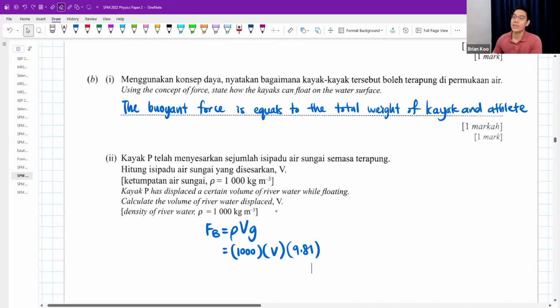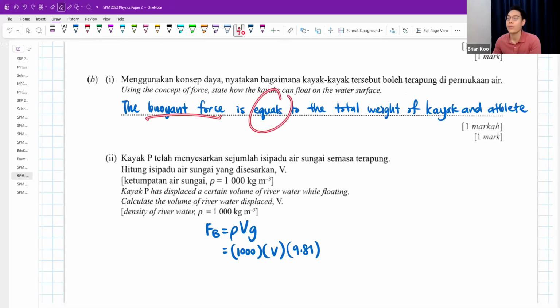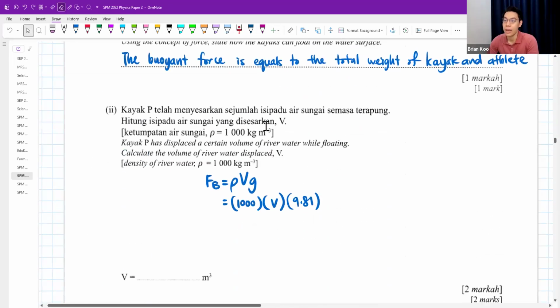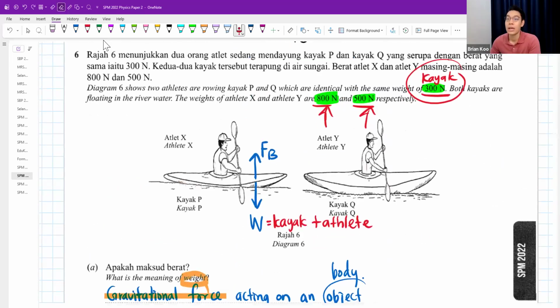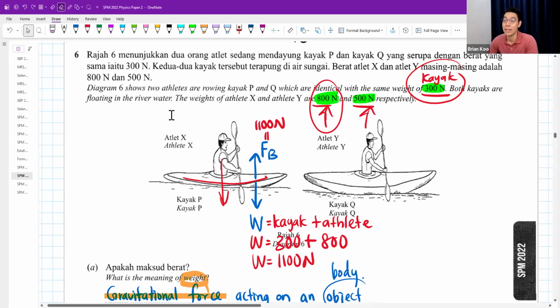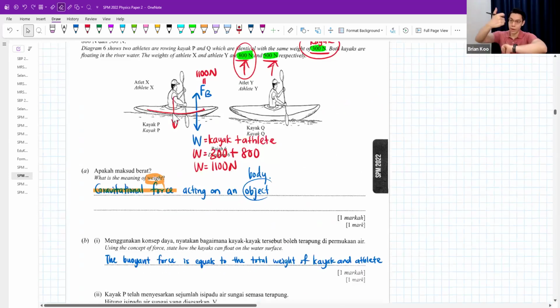Since the buoyant force equals the total weight of kayak and athlete, can we say that kayak P, the first picture, according to this picture, the weight of the kayak is 300 Newton. The weight of athlete X is 800 Newton. So the total weight of the kayak itself and the human is 1100 Newton. If the weight is 1100, the buoyant force is also the same. Can you understand? So weight and buoyant force must be equal.